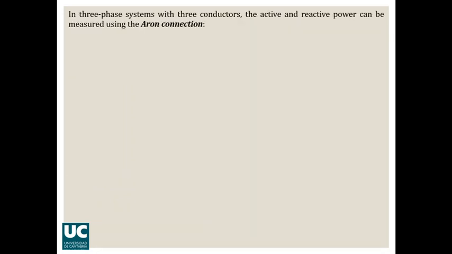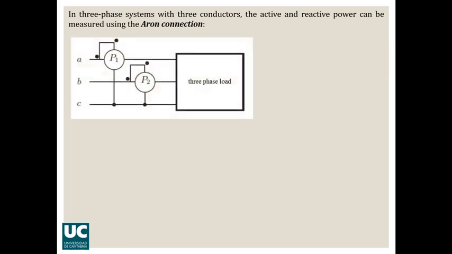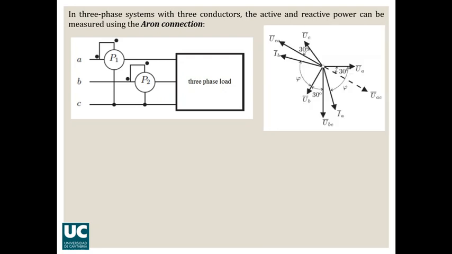On the other hand, if we have a system with only 3 cables, that is, without neutral, we can use the Aron connection. So in the Aron connection, we only need 2 wattmeters. Here you have a phasor representation of phase and line voltages, and you also have the line currents and the angles among them.